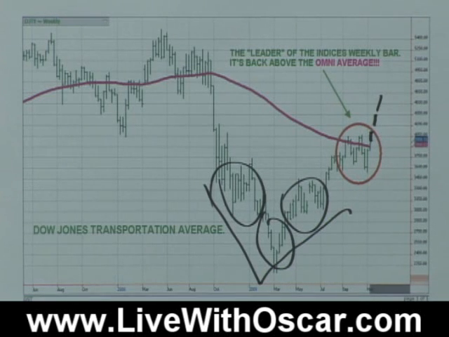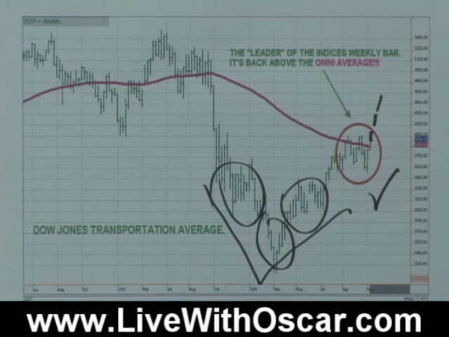The market is looking strong here. You gotta like what you see. If the leader gets back above the average, all the followers get back above the average with it. So I tell you what, I like the way this market has rebounded, and I think we are back to buying dips. Keep your eyes on it.